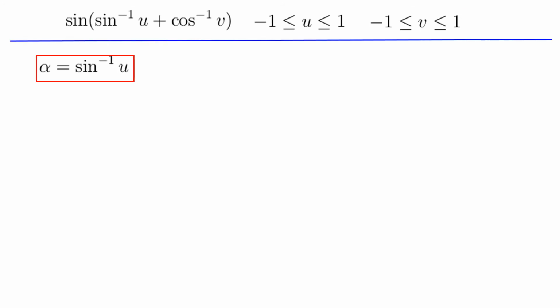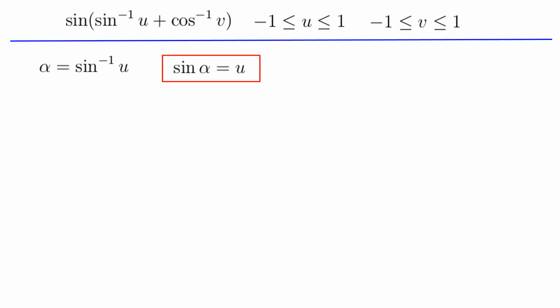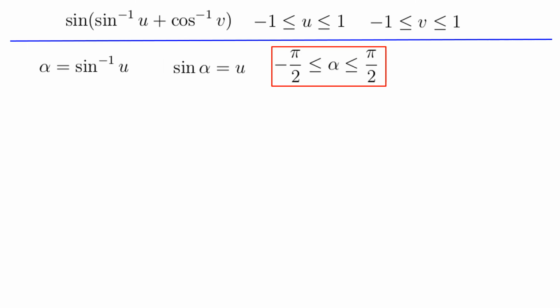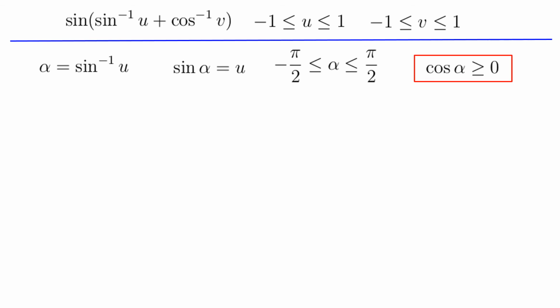We define alpha to be the inverse sine of u. This means, of course, that the sine of alpha is equal to u. And alpha is restricted to being between minus pi over 2 and pi over 2. This means alpha is in either the first or the fourth quadrant. The cosine of any angles in those quadrants is greater than or equal to 0.